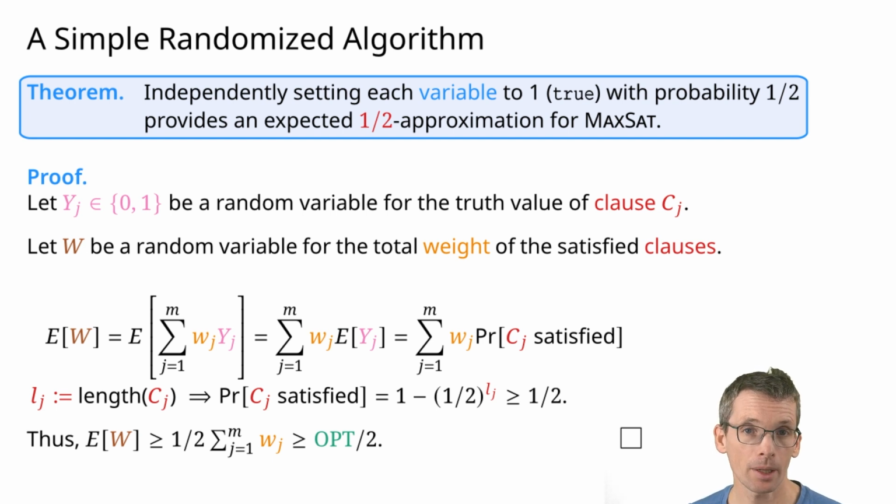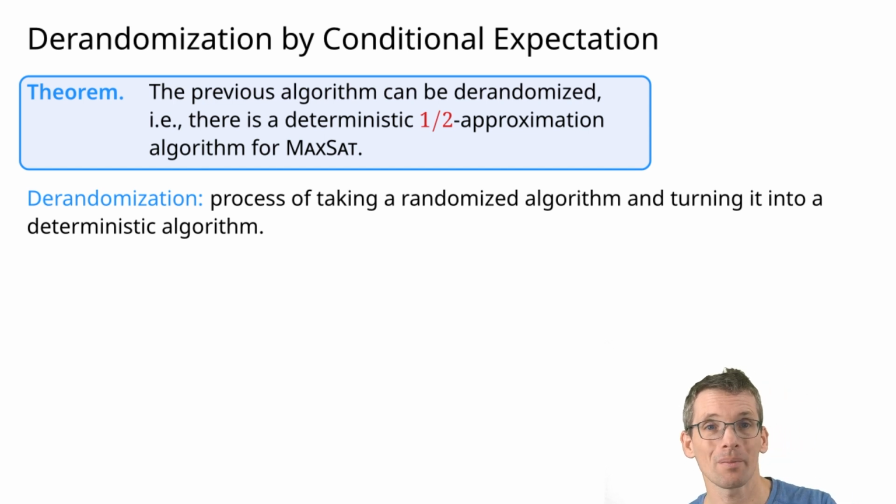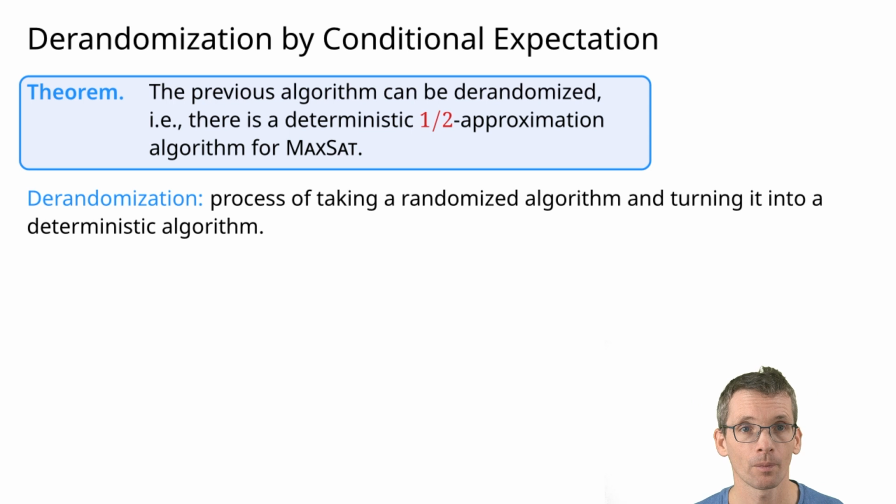This is a randomized algorithm, but it's actually very easy to de-randomize. So what does de-randomize mean? De-randomization is simply a systematic way of taking a randomized algorithm and making it a deterministic algorithm.